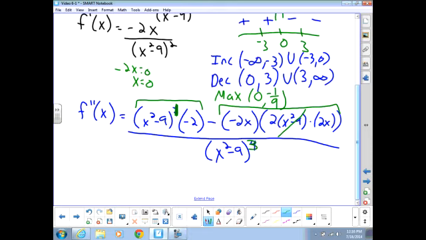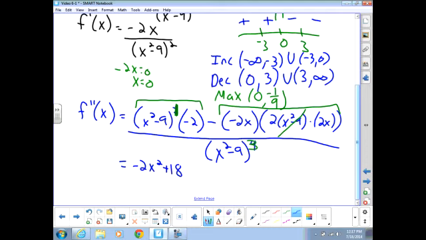And now we can neaten it up. We have negative 2 distributing to the x squared minus 9, so that'll be negative 2x squared plus 18. We've got a 2x times a 2 times a negative 2x, and think of that negative as like a negative 1. So the 2x times a 2 will give you 4x.